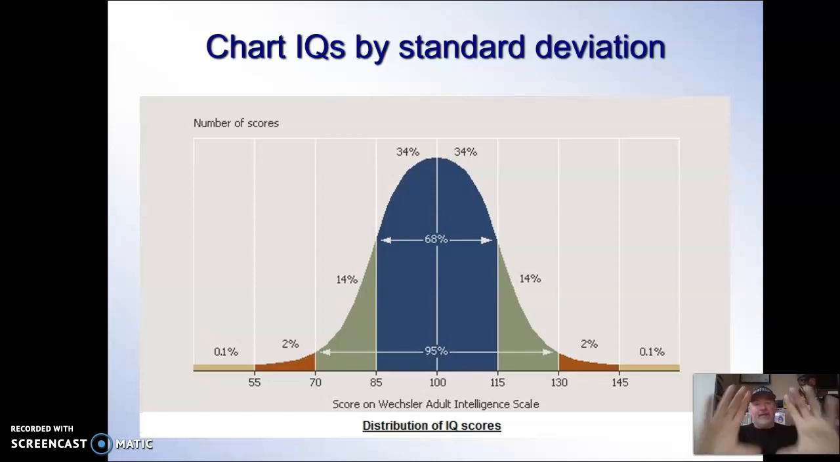And going back, this is how your IQ is determined now. It is not chronological age and mental age. It is this right here. They put you in a normal curve, in a bell curve, and they relate you to other people.